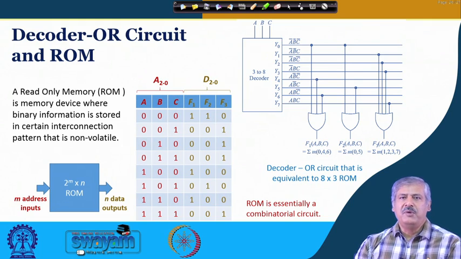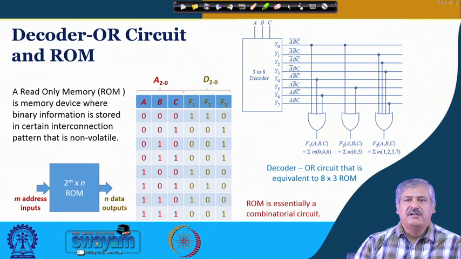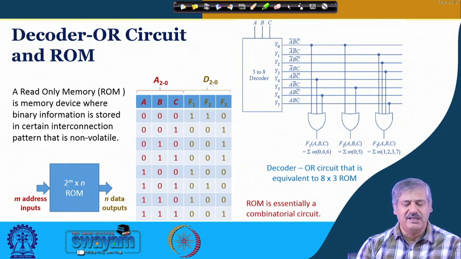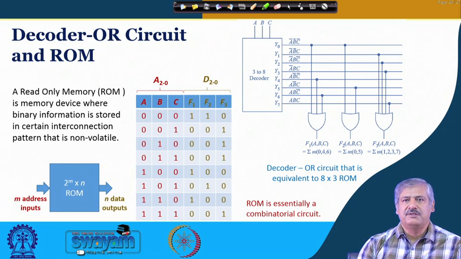In read only memory, the binary information is stored in a certain interconnection pattern. What that interconnection pattern is, we shall see shortly, and this pattern is non-volatile, unlike RAM, the kind of thing we had discussed before. So, even if the power is off, once it is written by the developer or the programmer in programmable ROM, or at the factory end in standard ROM, it will remain available for reading, because the pattern is ingrained in that memory block.